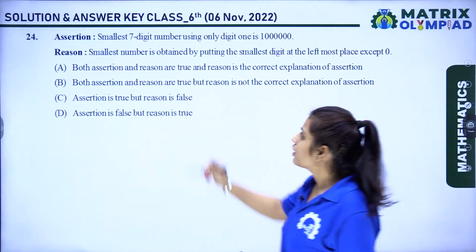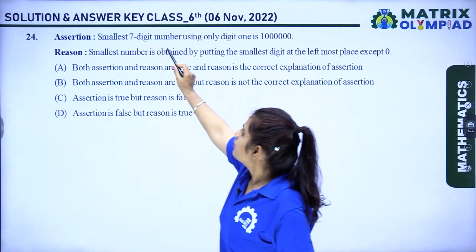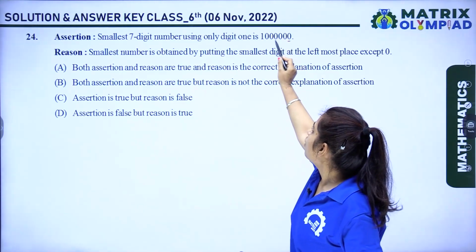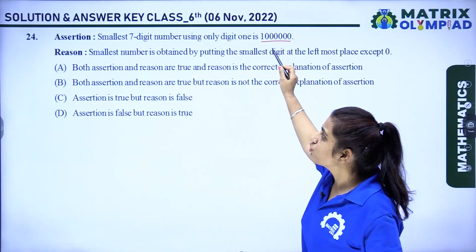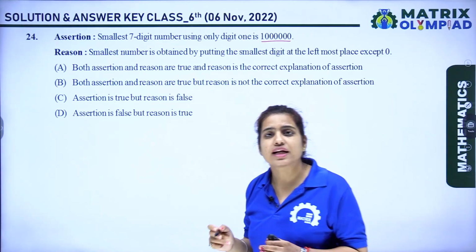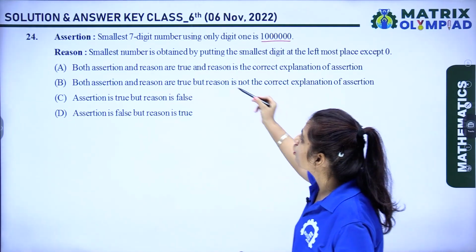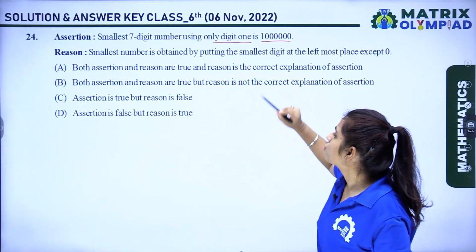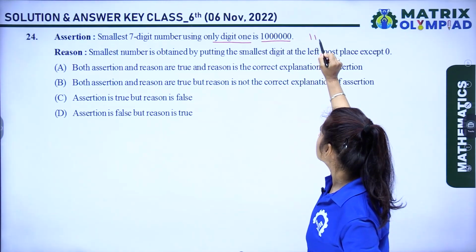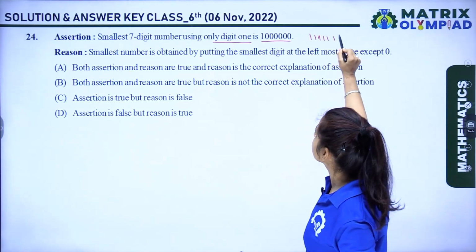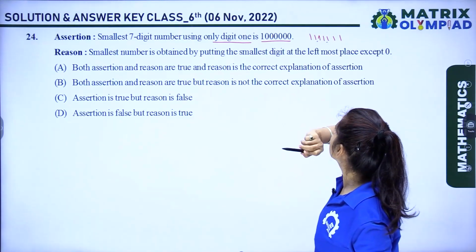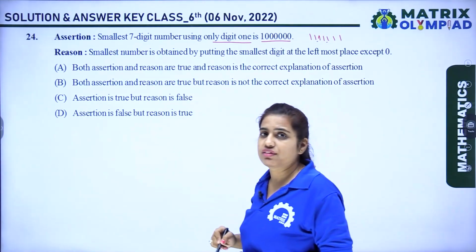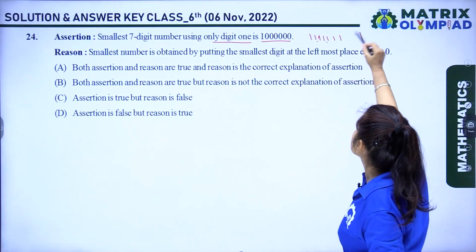Question 24. Assertion: the smallest 7-digit number using only digit 1 is 1,000,000. Now, this is a 7-digit number, but it is formed by 2 digits, that is 1 and 0. But according to the question, we have to form the smallest 7-digit number using only digit 1. So the number would be 1,111,111. So the first statement is false.